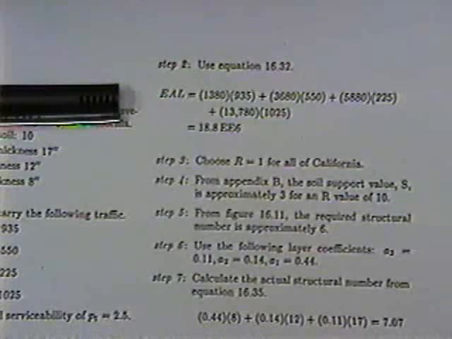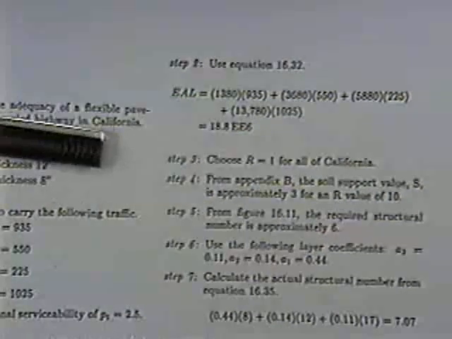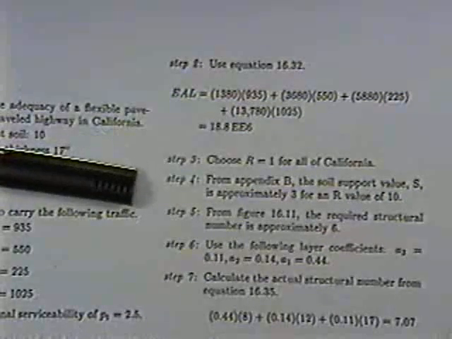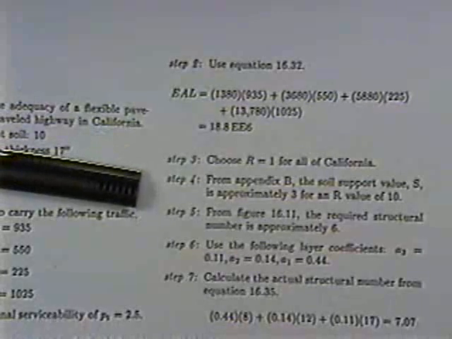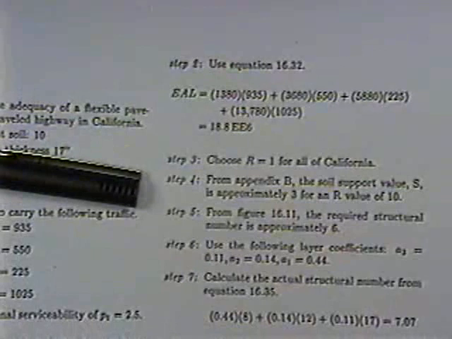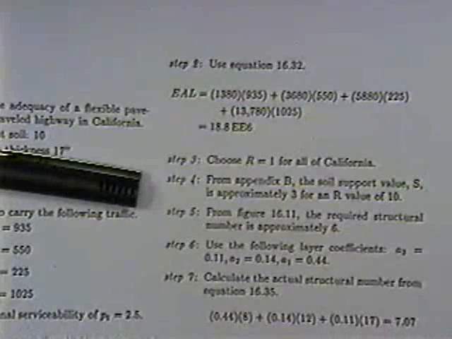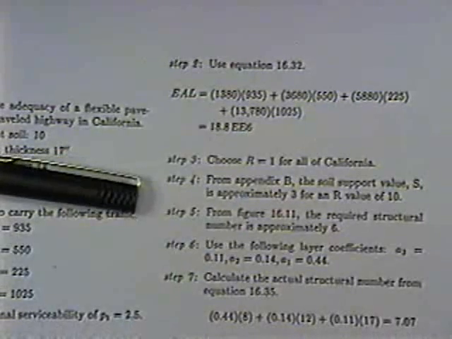We're going to choose a regional factor of 1 for all of California, and our soil support value for that is approximately 3 in step 4. They used the table in Appendix B to come up with that. If you go to the figure, that nomograph, with a soil support value of 3 up through your 20-year equivalent axle load of 18.8, you would come up with a structural number of 6.